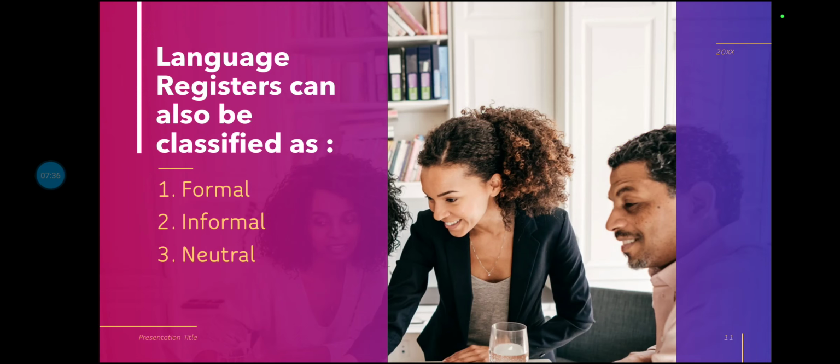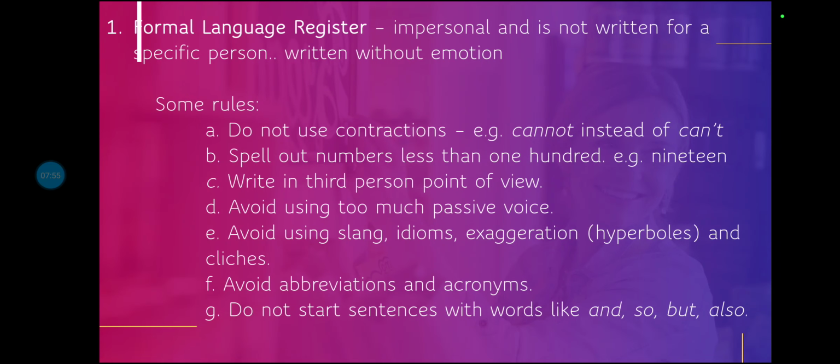Okay, now we have another definition from a certain source in which he or she is saying that language registers could also be classified as number 1, formal, number 2, informal, and number 3, neutral. So we now have first the formal language register. Of course, formal. Okay, this must be impersonal. It means that it must not be personal and is not written for a specific person. Okay, and most of the time it is made in public. Okay, for public. And then we have written without emotion.